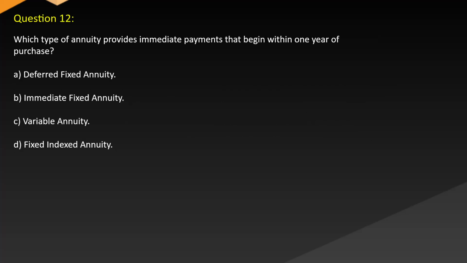Question 12. Which type of annuity provides immediate payments that begin within 1 year of purchase? A. Deferred fixed annuity. B. Immediate fixed annuity. C. Variable annuity. D. Fixed indexed annuity.